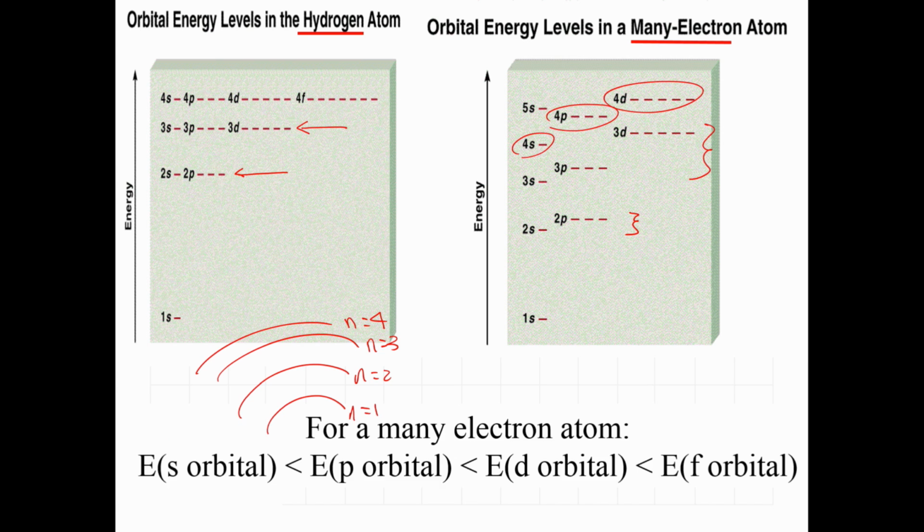Now what we do know for certain is when that splitting occurs, the S's will always have the lower energy, and then the P's have a little bit more than that, and then the D's a little bit more than that, and then the F orbitals are going up from there. So that's the split that happens.